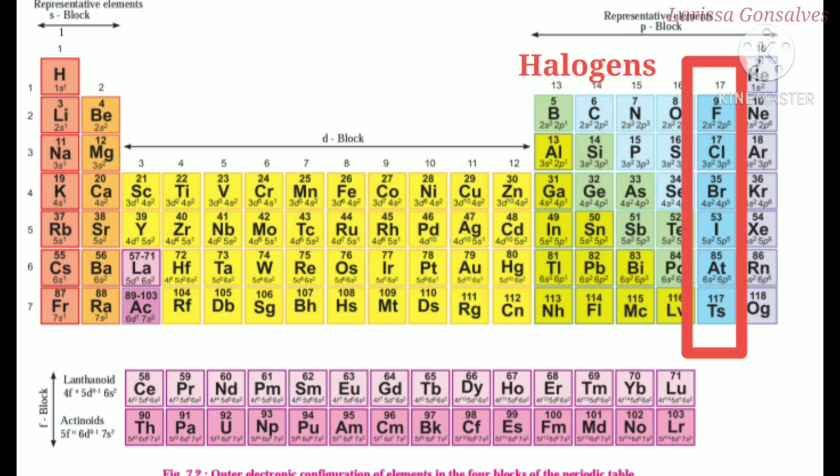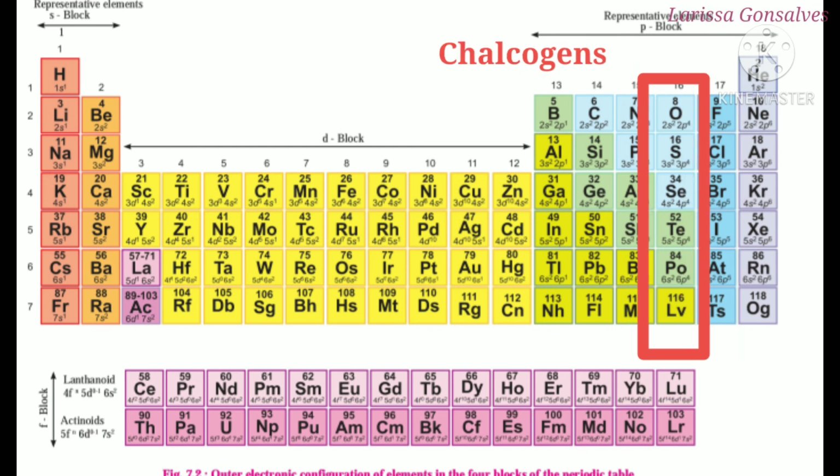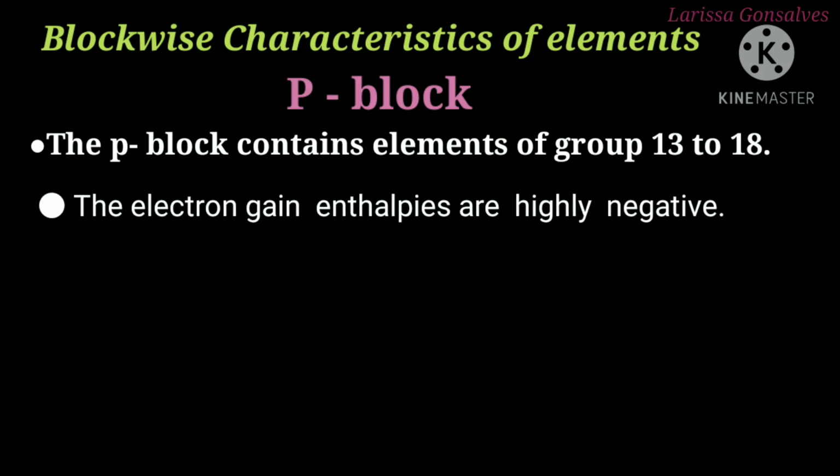Elements of group 17 are called the halogen family. Group 16 is called the chalcogen family. This includes reactive nonmetals. Their electron gain enthalpies are highly negative. They gain 1 or 2 electrons and form anions like X- or X2-, which have a complete octet.